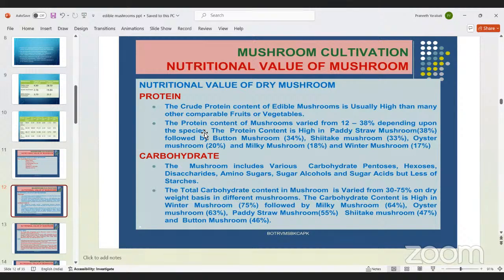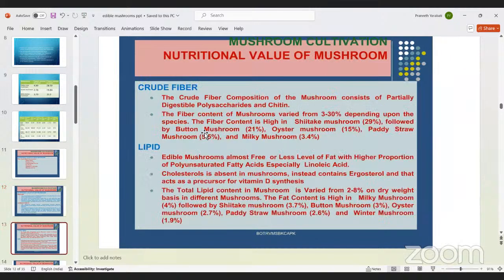So based on the species, the carbohydrate content also varies. A high percentage of carbohydrate is seen in winter mushroom, that is 75%, which is followed by the milky mushroom. Next one is the crude fiber.